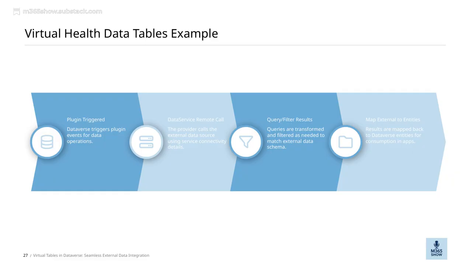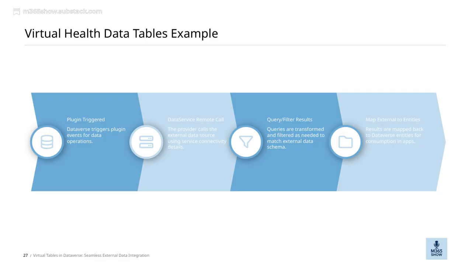Next, the process involves mapping external data to entities, which ensures that the data fits the schema we're working with. Queries are then transformed and filtered as needed, so they align perfectly with the external data structure. This step is crucial for maintaining data consistency and relevance. When a user or application makes a request, the provider calls the external data source using specific service connectivity details. This is what's called a data service remote call, allowing us to fetch the latest data directly from the source.